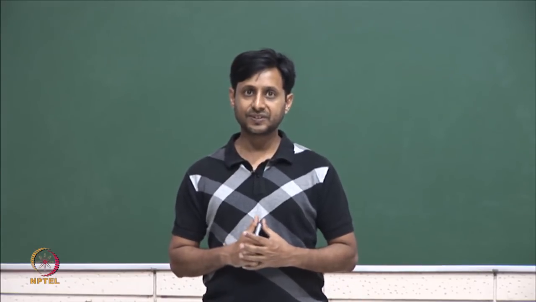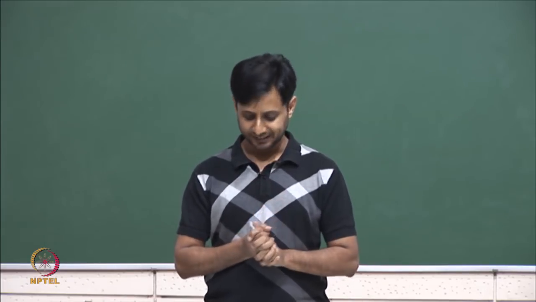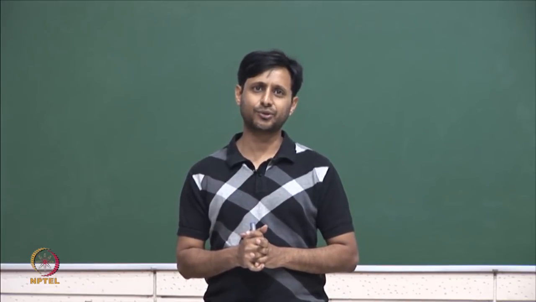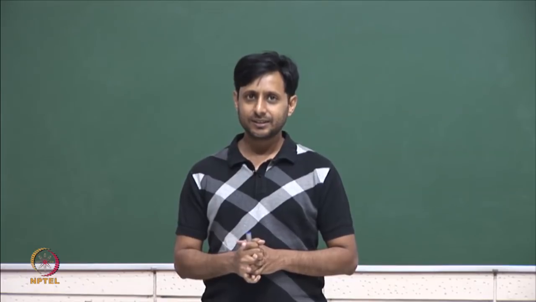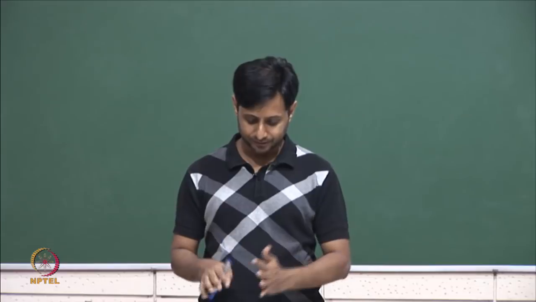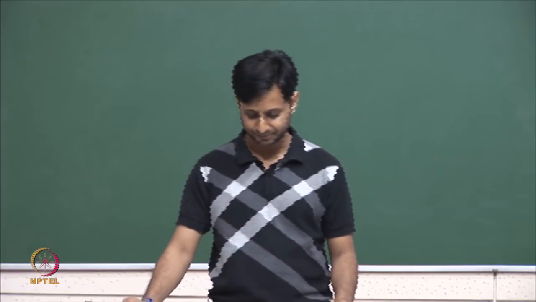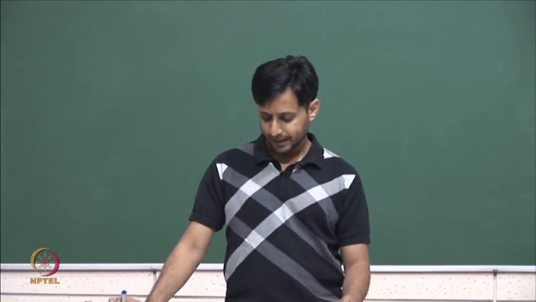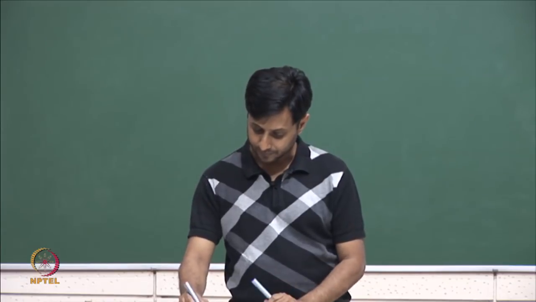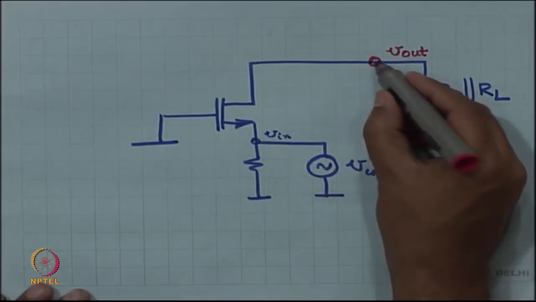And notice something, we have not yet replaced the MOSFET with its small signal equivalent circuit. We are going to do that in our mind, step by step. So, avoid drawing the whole thing in the first step, let it remain as a transistor. I just want to point out that this is V out.